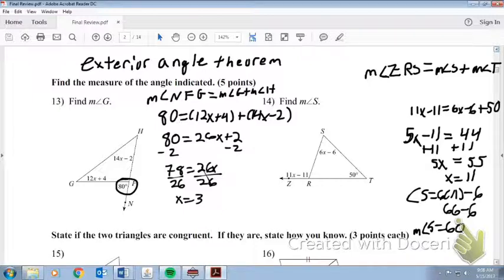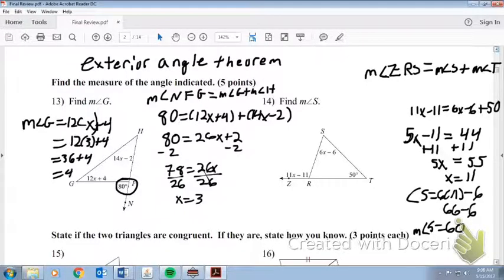Now we're looking for G. G is 12x plus 4. See, right there, G is 12x plus 4. We know that x equals 3, so we go 12 times 3 plus 4 equals 36 plus 4, or 40.